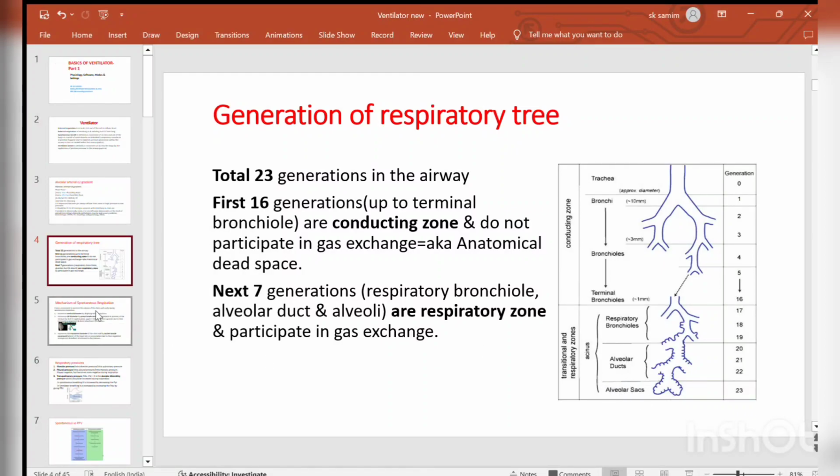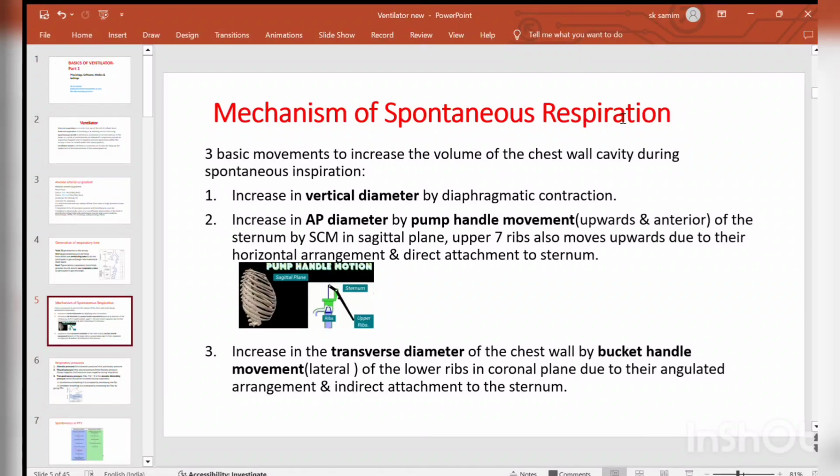Next, mechanism of spontaneous respiration. Before spontaneous respiration can happen, the chest cavity should become a negative pressure chamber by increasing its volume so that air can be sucked in the airway. So there are three basic movements to increase the volume of the chest wall cavity during spontaneous inspiration. Number 1, increase in vertical diameter by diaphragmatic contraction.